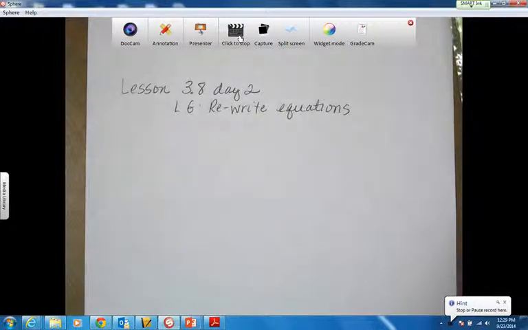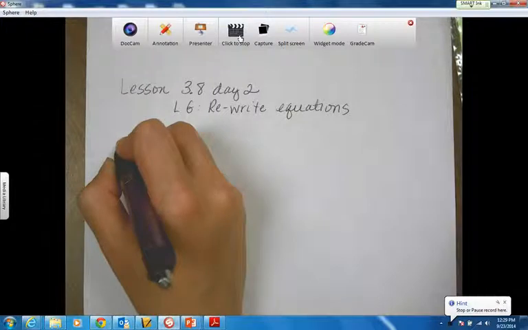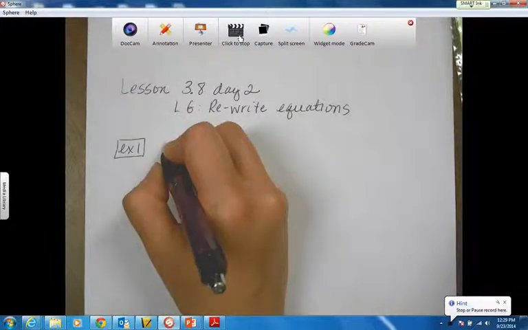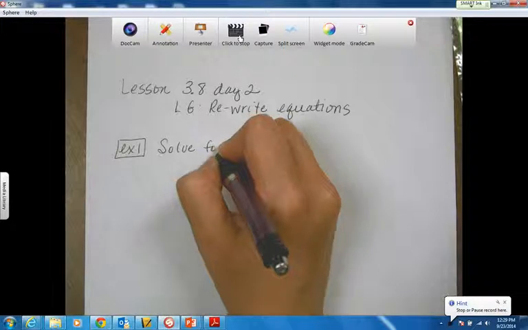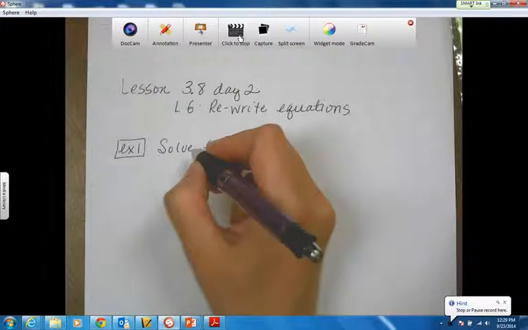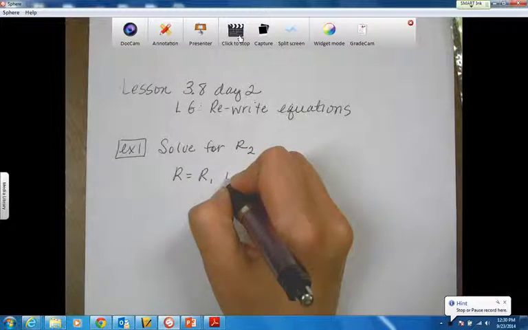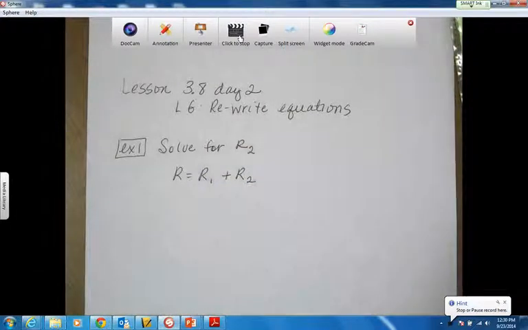All right, so first one we're going to look at, I'm going to solve for R, actually R2. All right, so we're going to be rewriting equations so that instead of saying that R equals, we want it to say R2 equals. And some of these I'm going to know what they are, and some of them I don't know what they are. Some of them are just random formulas. All right, so we want to get R2 by itself.